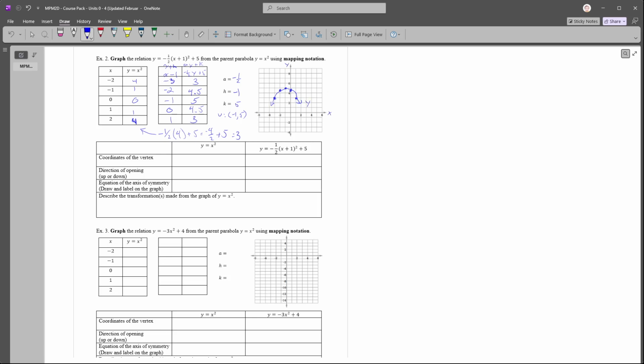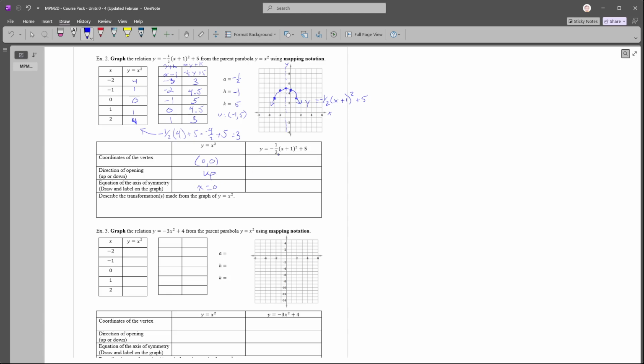And we label y is equal to negative 1/2 times (x plus 1) all squared plus 5. That's the entire curve. And if we want to put the axis of symmetry in here, we can draw it right down the middle here because that's where it's going to be. Alrighty, so we fill out our table the same as we always do. We know our parent equation. Its vertex is at 0, 0. It opens up. And its equation of axis of symmetry is x equal to h, which is x equal to 0.